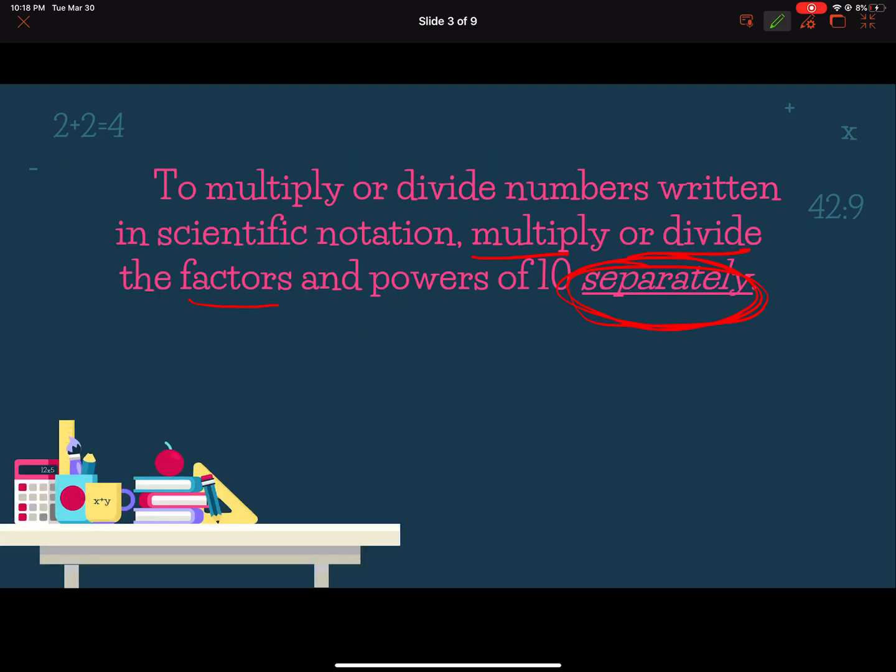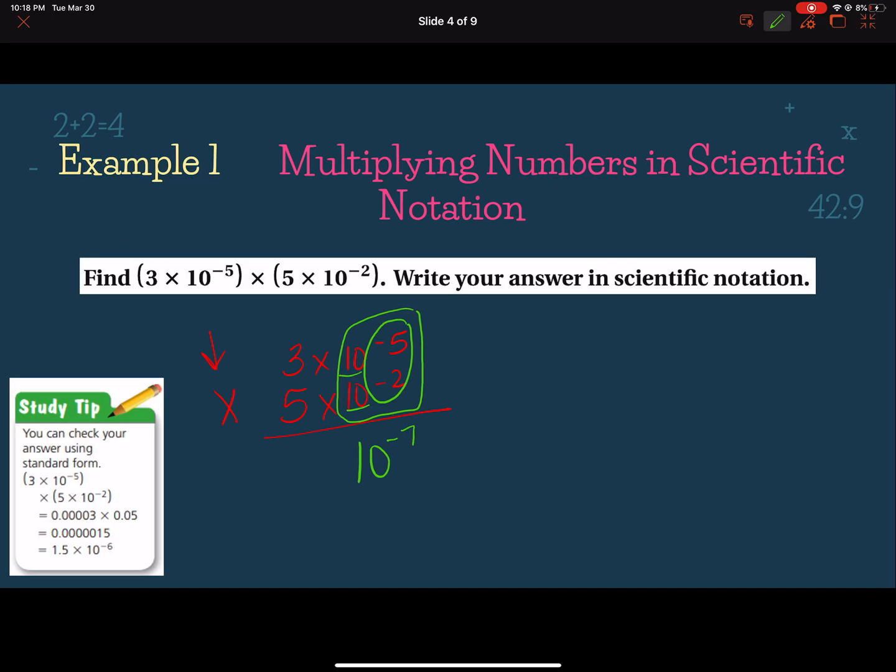Okay, it said to do the factors and the powers of 10 separately. The powers of 10, I have 2 powers with the same base, they're both 10, being multiplied. So I just have to add their exponents. Okay, so that took care of that part. Now if I look at the factors, 3 times 5, that's 15. So I have 15 times 10 to the negative 7th, which is super close but not quite, because that's not in scientific notation. 15 is not between 1 and 10, so it's a little bit too big.